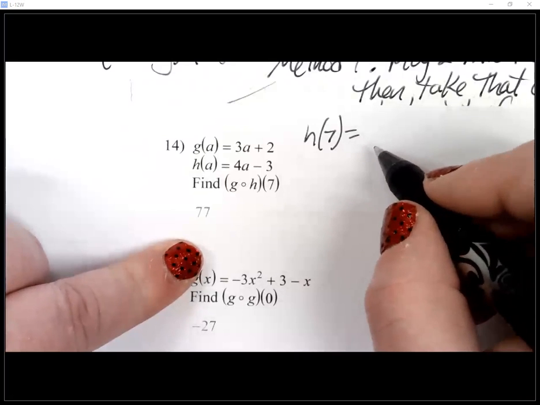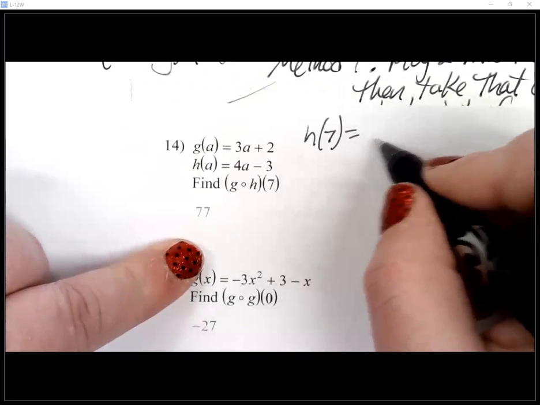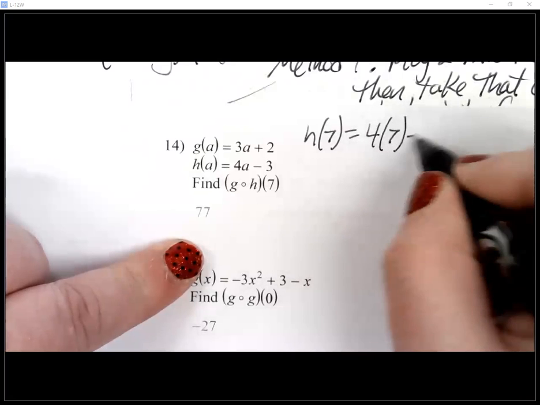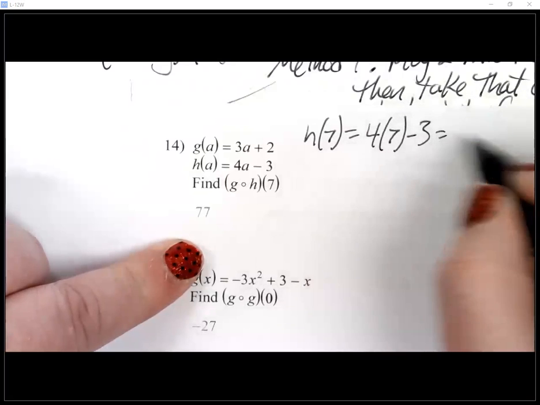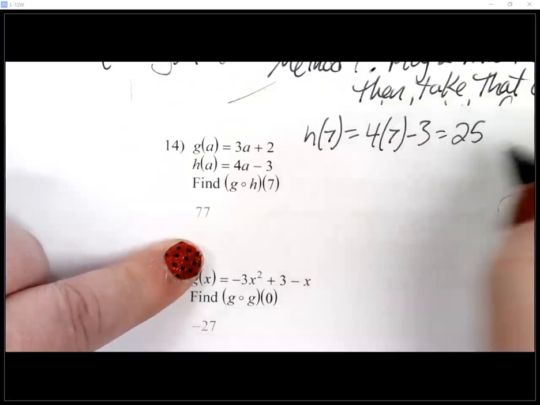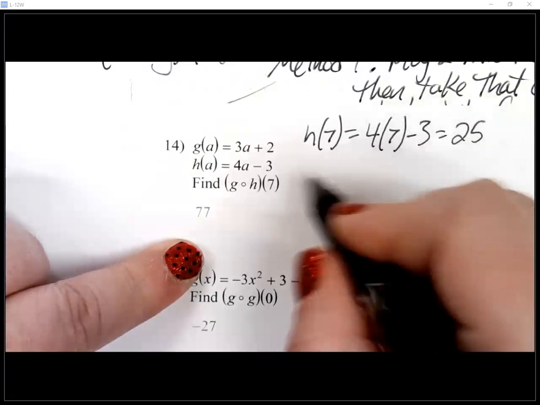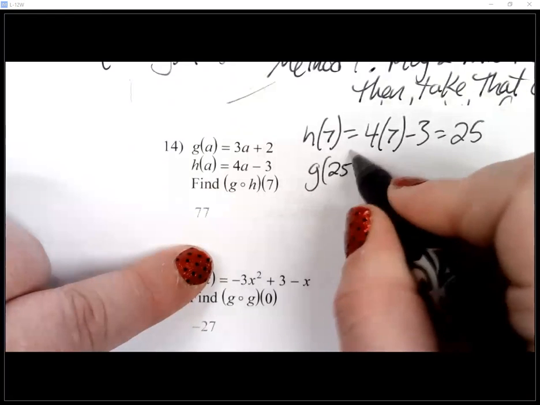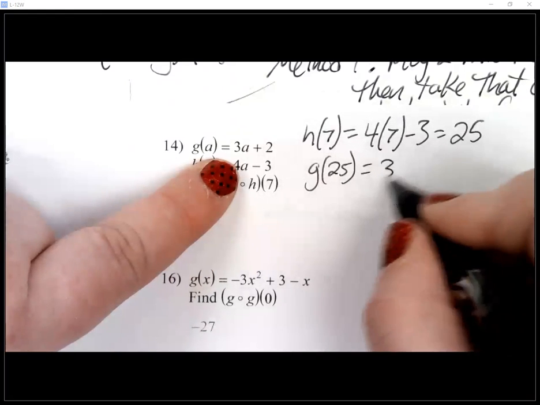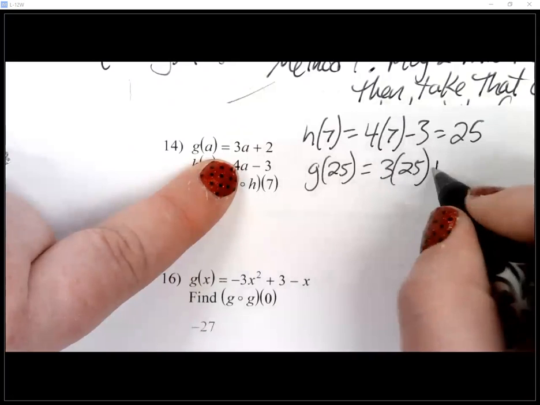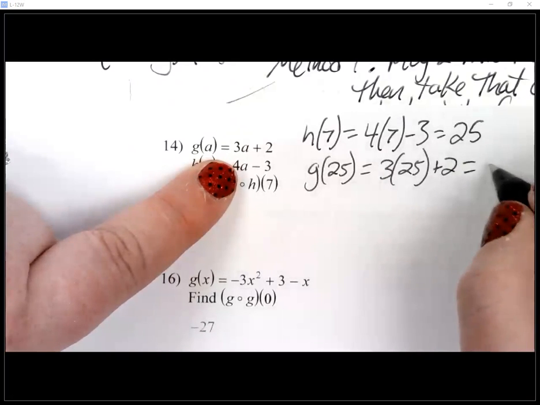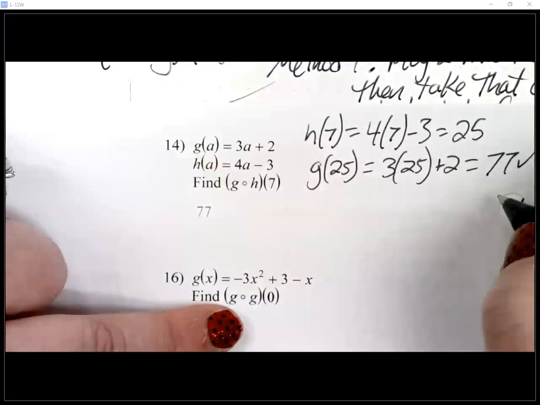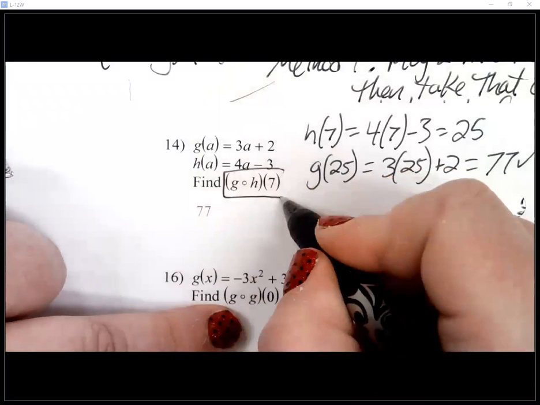So we're gonna find h of 7. So that's 4 times 7 minus 3. So that's 28 minus 3 is 25. Now, that's not my final answer though. I now need to find g of that number, 25. So 3 times 25 plus the 2. And 77 is my final answer. Okay, so that means this is 77.